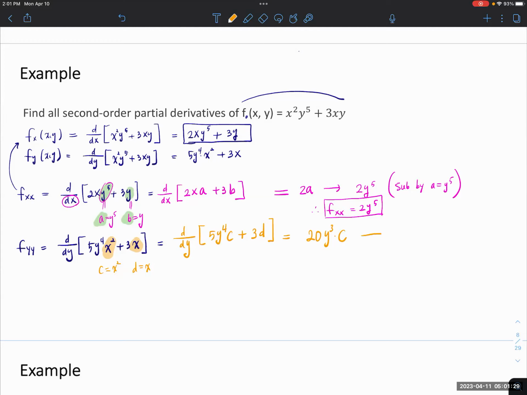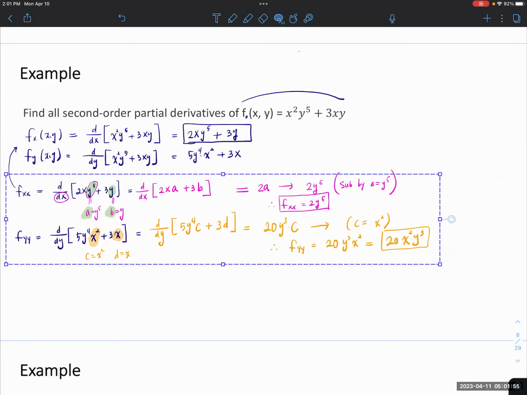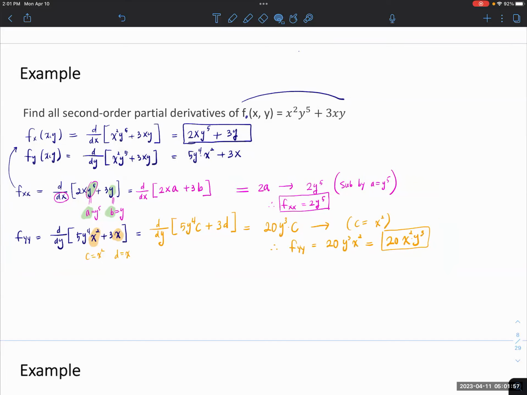Now we go back to the x or y variable. c was x to the second. Therefore, f yy, we got 20 y to the third, x to the second, but you can change the order, 20 x to the second, y to the third. That's the f yy, the double partial derivative. We got those two so far. Are you guys okay with that?